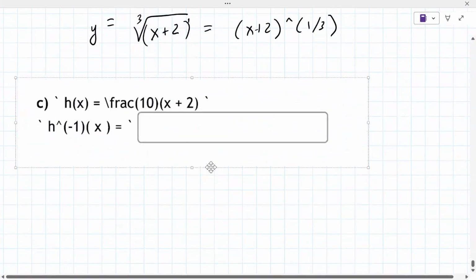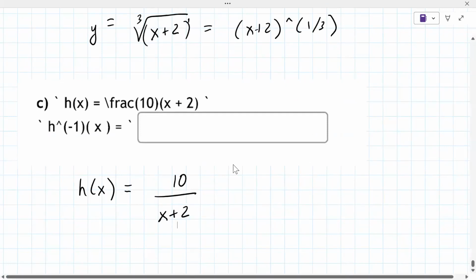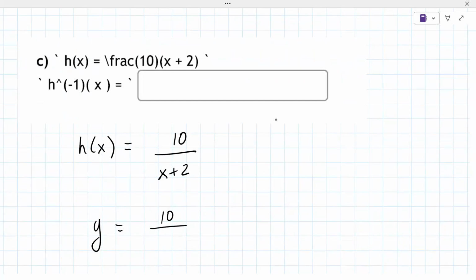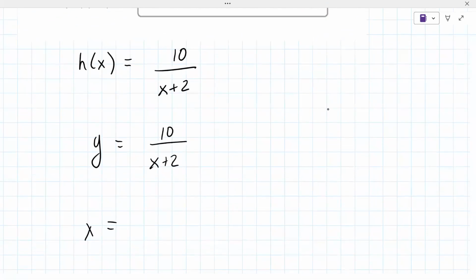All right, so this one, again, didn't really format well, but please tell me if this is right. Is it 10 over x plus 2? The same steps, same exact steps. y equals 10 over x plus 2. x equals 10 over y plus 2.